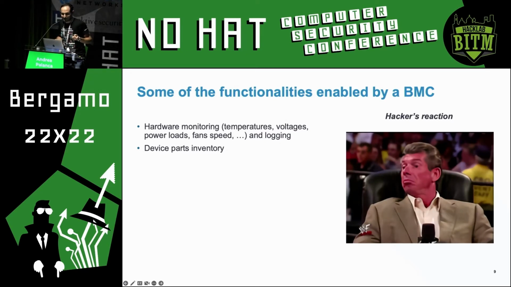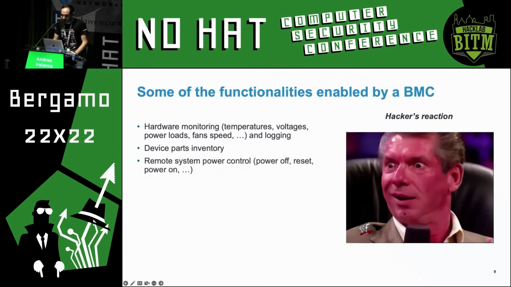So, we will start with some hardware monitoring capabilities and logging of events regarding this monitoring. We can monitor the temperatures of our host, the voltages of various components of the motherboard, the power loads, the fan speed. We have an inventory of device paths, which is interesting, but still not really much. But then, we can consider that BMCs can also provide a remote system power control, that is power off, reset, or even power on a host.